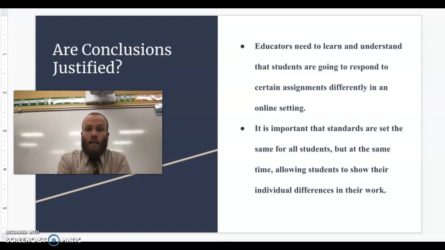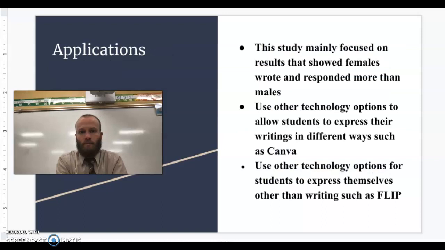Second thing, it's important that standards are set the same for all students, but at the same time allowing students to show their individual differences in their work. So again, for this one, I think we as teachers need to make sure we're holding all of our students to the same high standards, but in the ways that we have them showing their mastery of content, I think we need to make sure that we're differentiating even in our online classes.